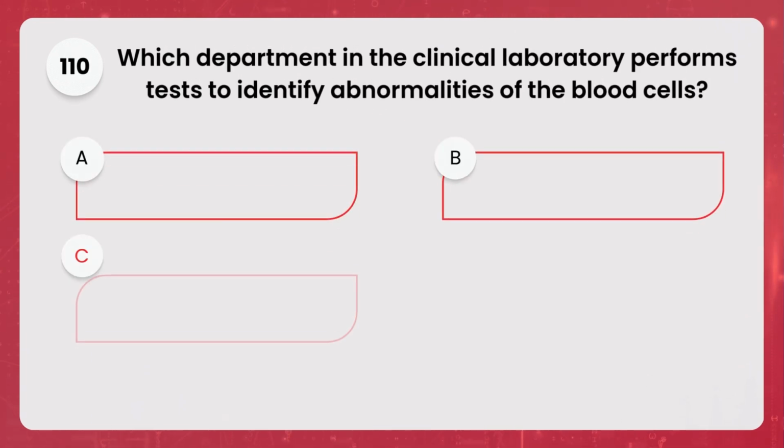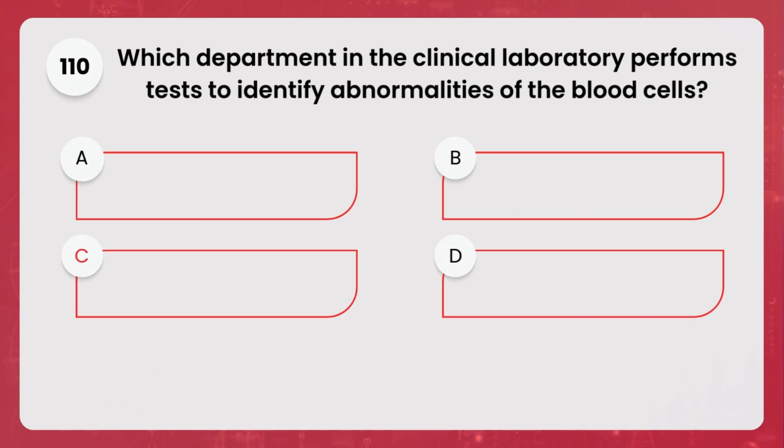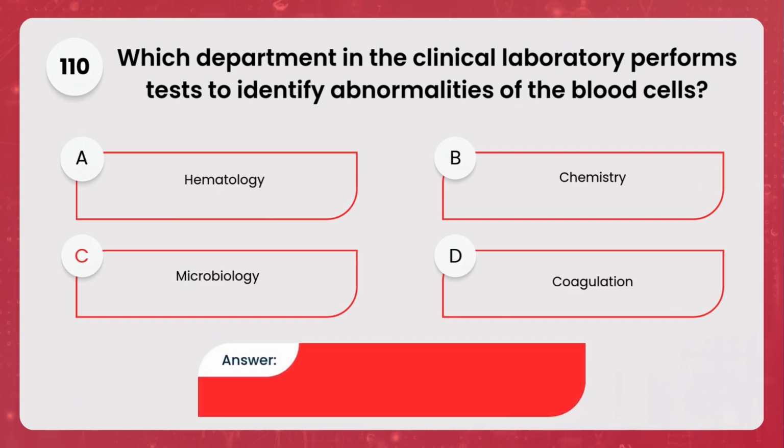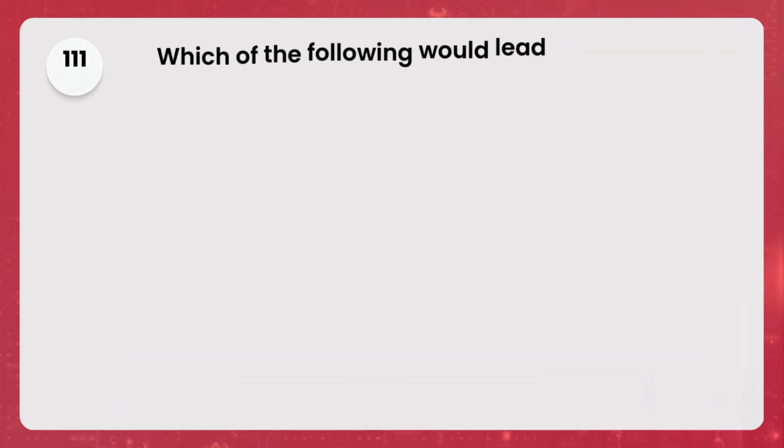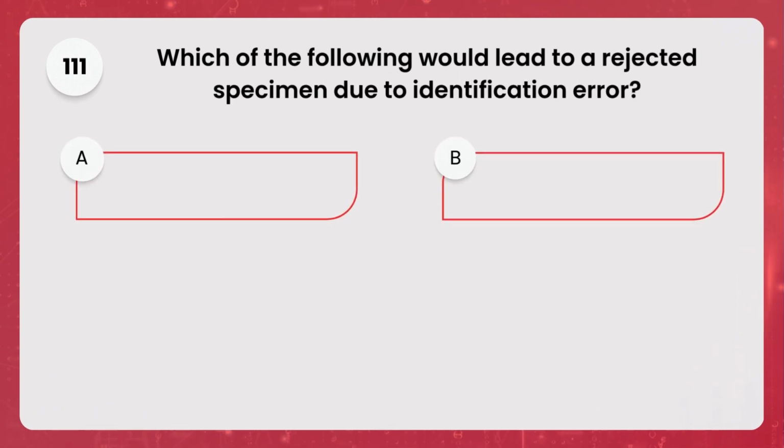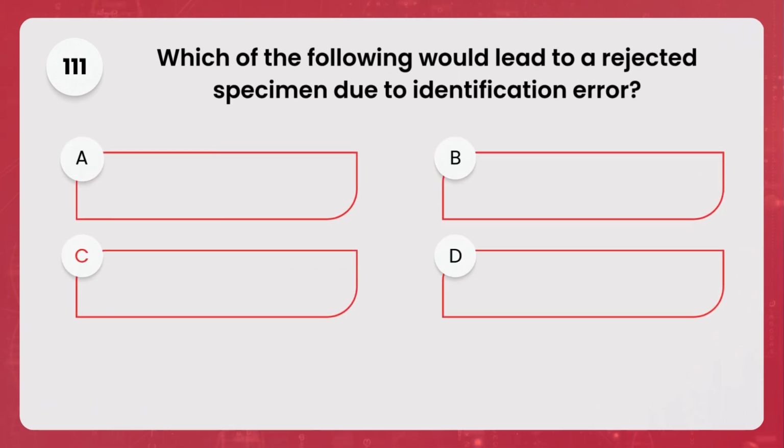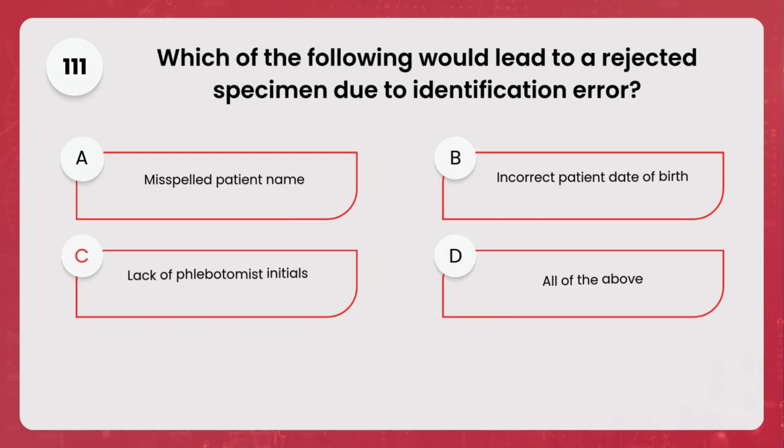Number 110. Which department in the clinical laboratory performs tests to identify abnormalities of the blood cells? A. Hematology, B. Chemistry, C. Microbiology, or D. Coagulation? The answer is A. Hematology.